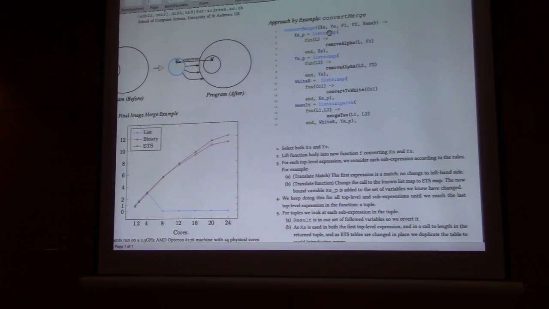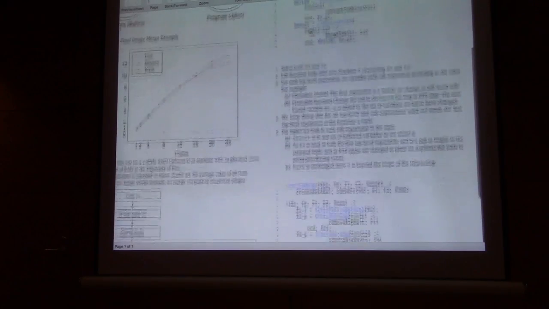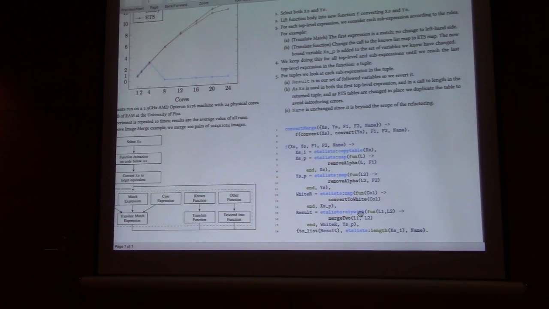If you have a map over lists, then we convert it to a map over the things that are in the ETS table, and in case we find some user-defined function, we would jump to this function and keep doing the transformation.